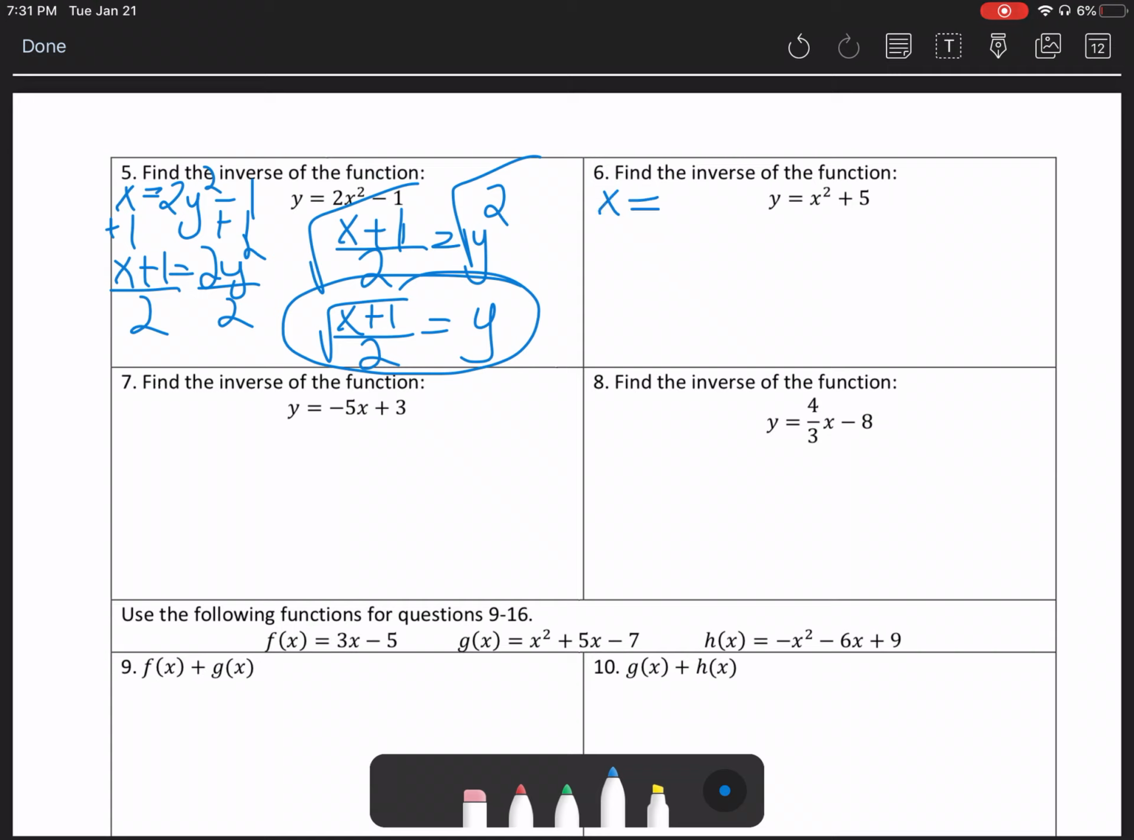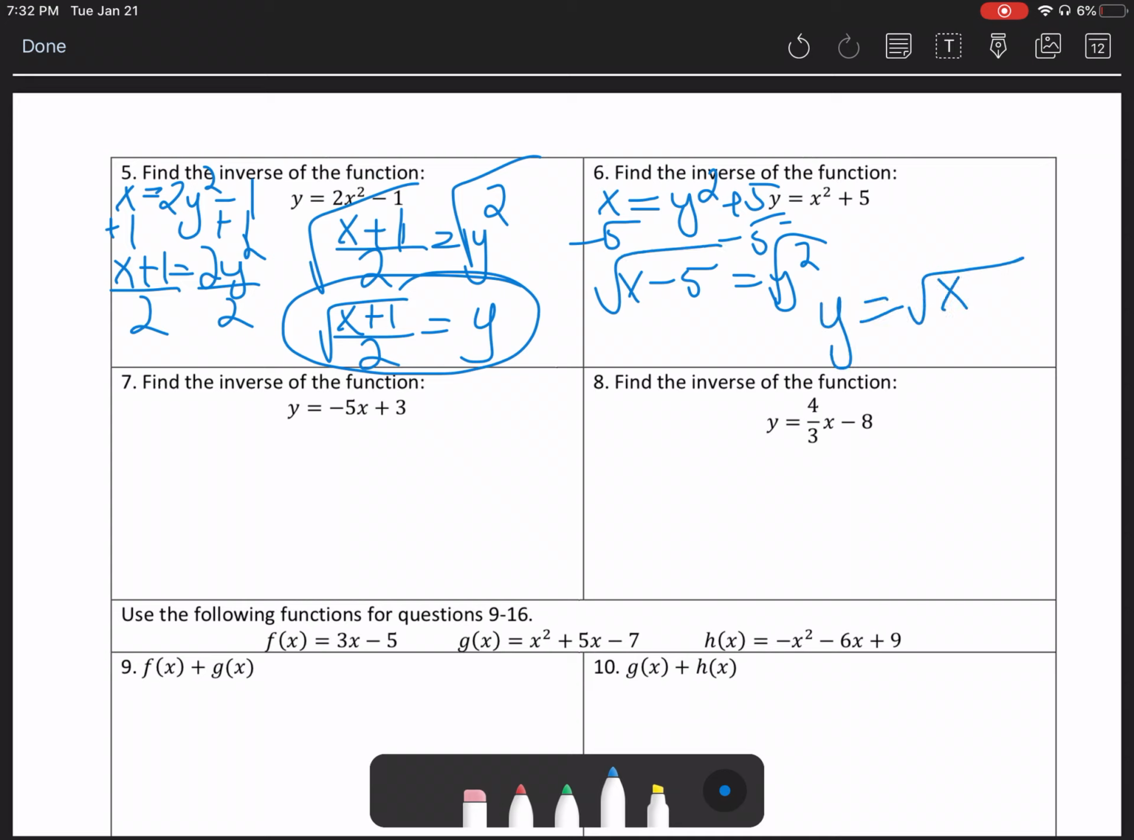This is going to be x is equal to y squared plus 5. I subtract 5, subtract 5. So this is x minus 5 is equal to y squared. Take the square root. Y is equal to the square root of x minus 5. And that's your final answer. These two aren't too bad either.